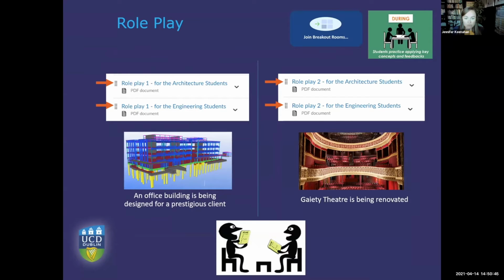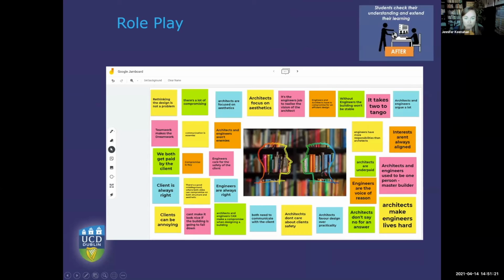During class then, I invite students to read a role play description for a particular building project. And I have one description for the architecture students and a different one for the engineering students. I pop them into breakout rooms and they explore this scenario. And then I repeat the activity, but the second time round, the roles are reversed. So I'm asking the engineering students to take on the role of the architect and vice versa. And the feedback from students really has been fantastic.